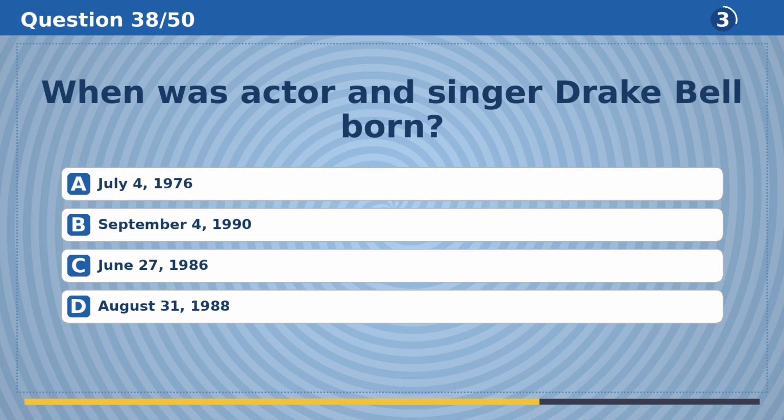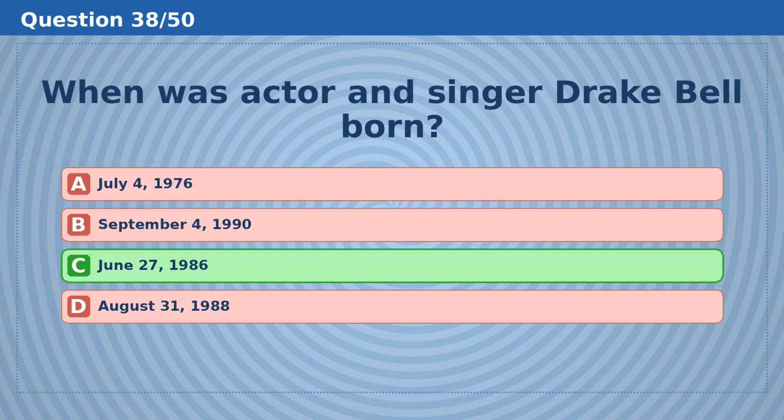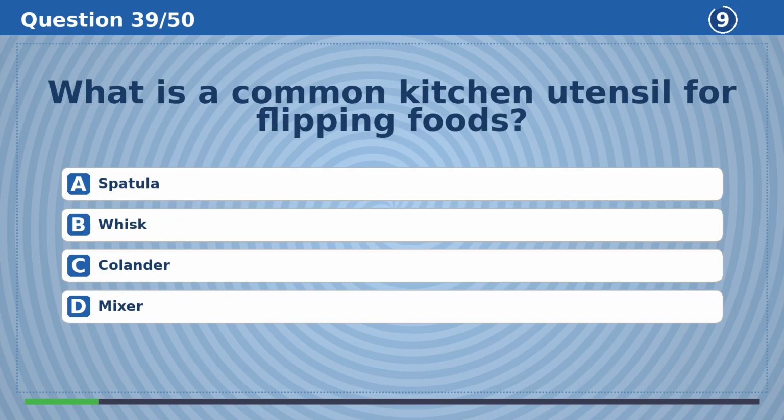When was actor and singer Drake Bell born? The answer is C. June 27, 1986.